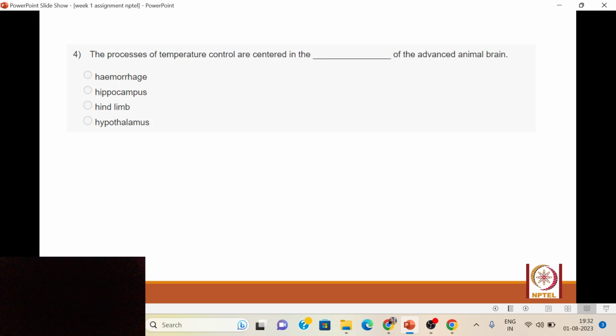Fourth, the processes of temperature control are centered in the dash of the advanced animal brain.